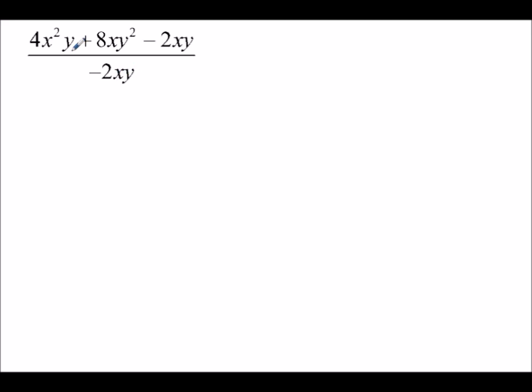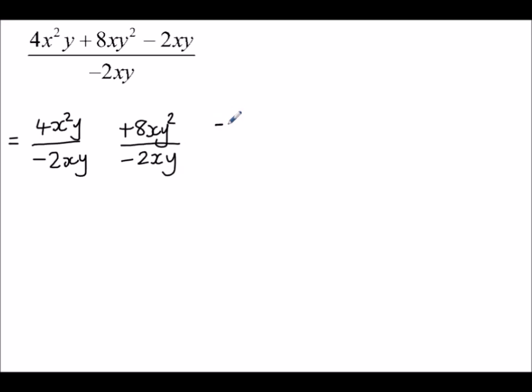We're going to take the numerator and put each term over the denominator. So that is our first step. Okay, 4x squared y over negative 2xy plus 8xy squared. You see, I keep the sign with the 8. Over negative 2xy, negative 2xy over negative 2xy.